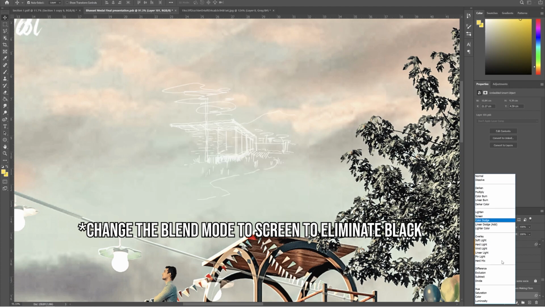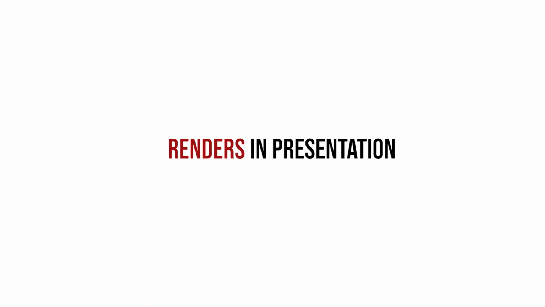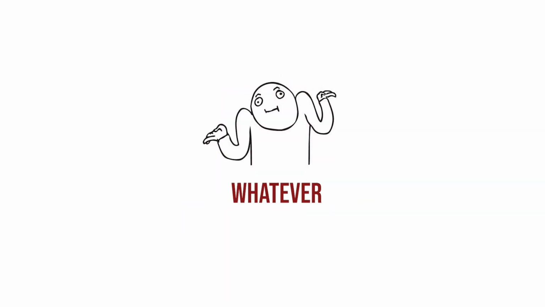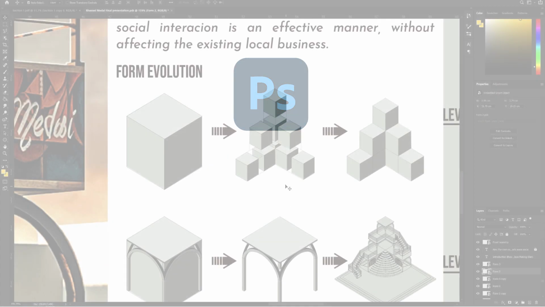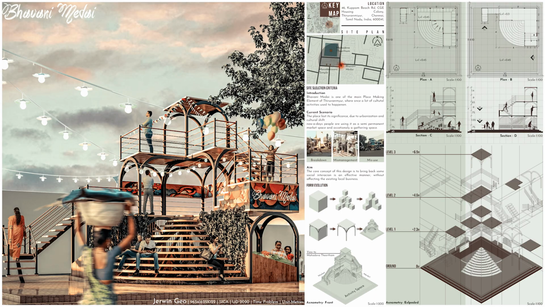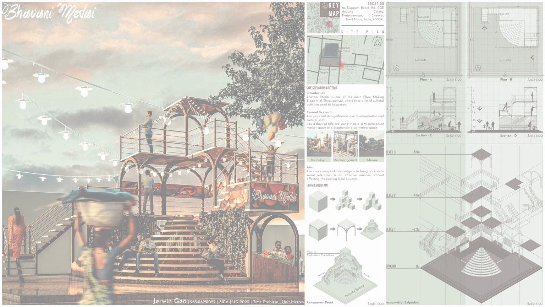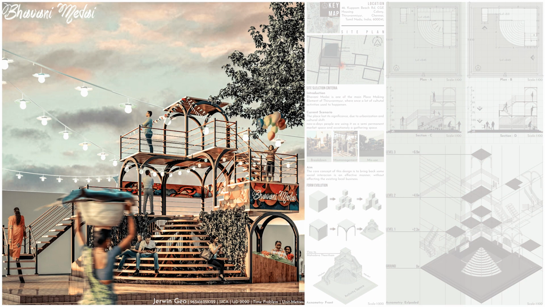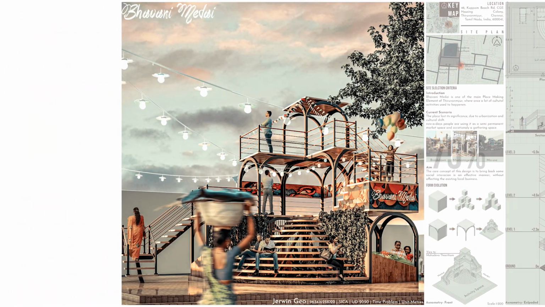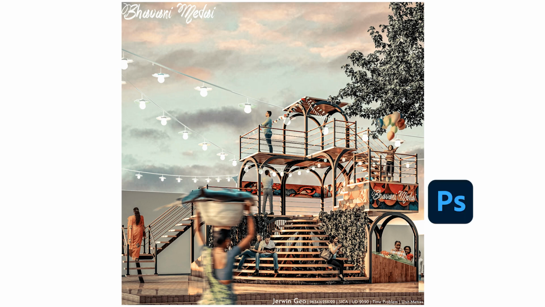Last but not least, I also want to talk about renders in your presentation. No matter what render engine you use, it can be Lumion, Enscape, V-Ray or whatever, Photoshop really gives you an upper hand in truly taking that in your control. Let me explain. This presentation is solely dependent on this render at this side. This image helps to communicate without speaking a word. 75% of this work is done in Photoshop.